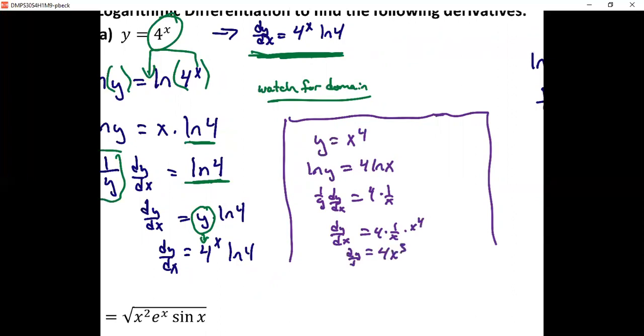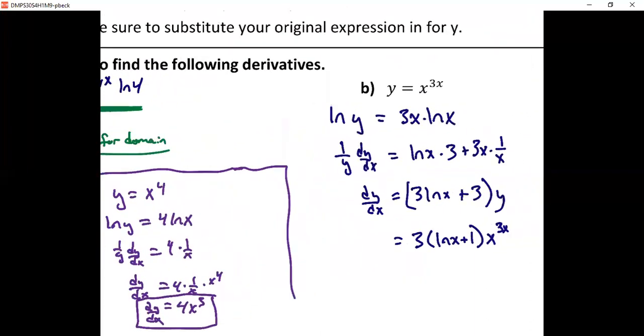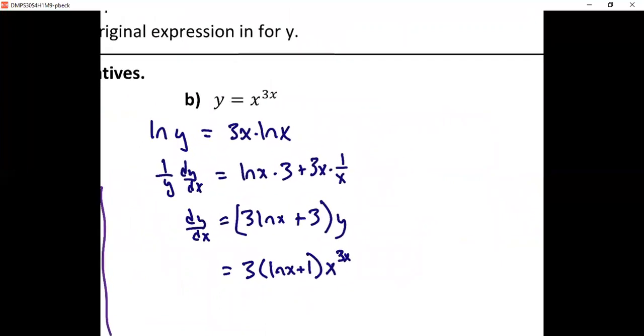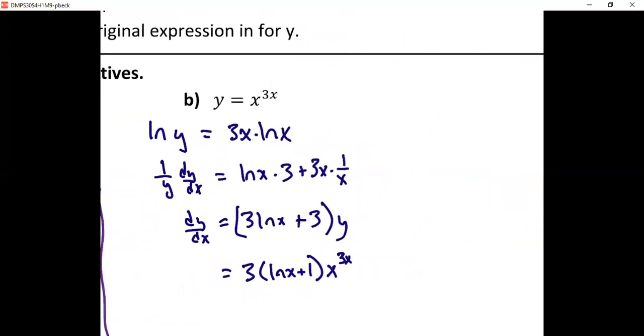So could we have used logarithmic differentiation before? Absolutely. Such a powerful tool. It will work with everything that we've done in the past, and with most of the things we're going to do in the future. We just have to be careful of domain. Then why is this important? Because sometimes we have functions that cannot be differentiated without doing the logarithmic differentiation.